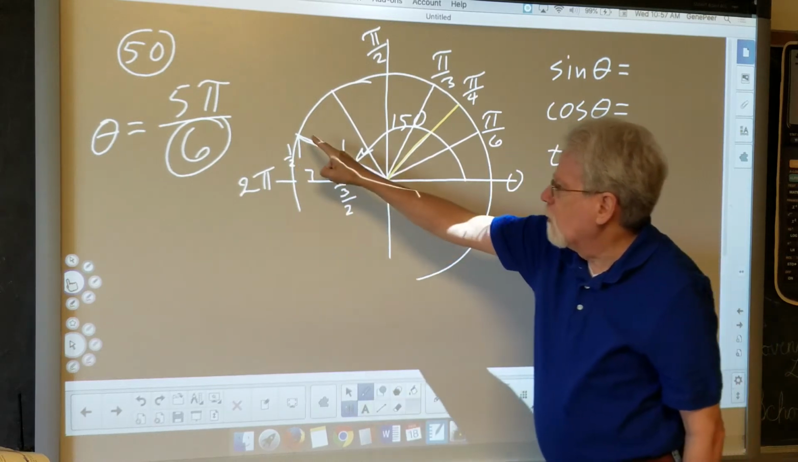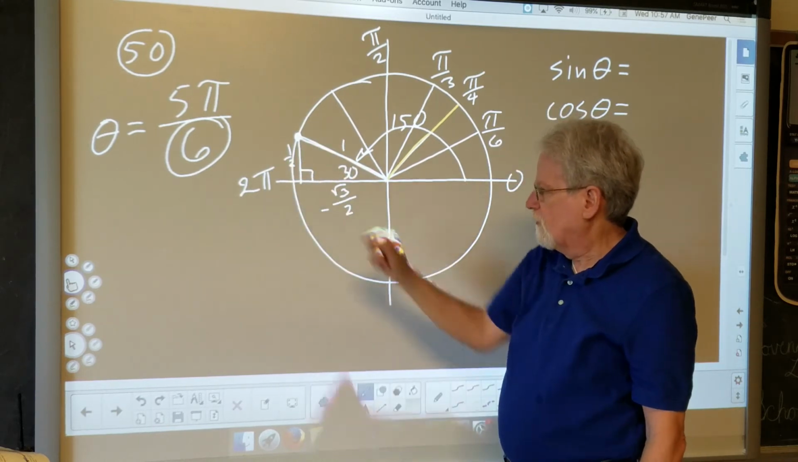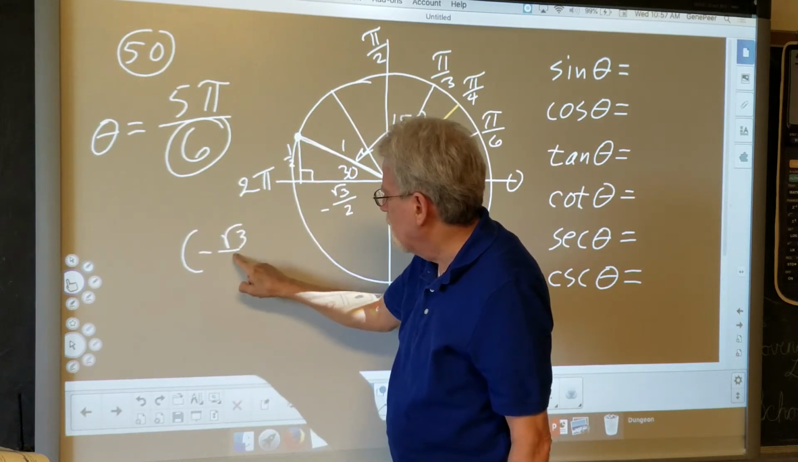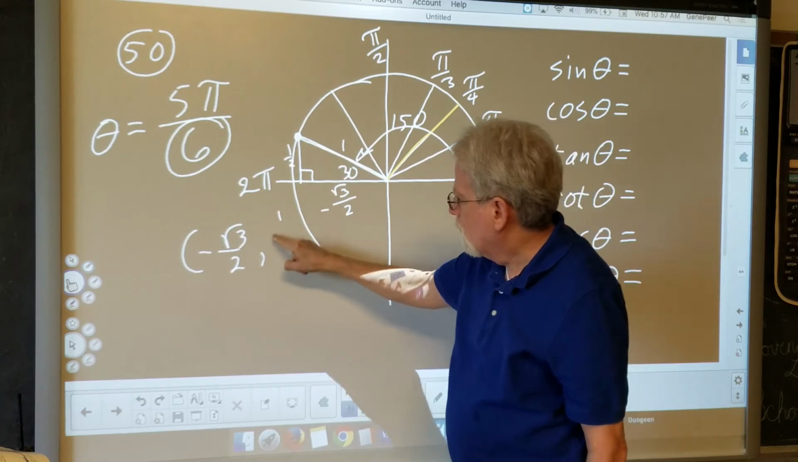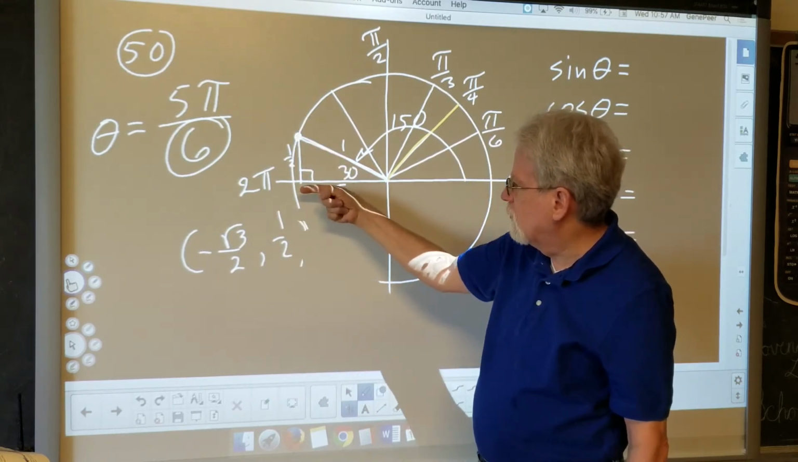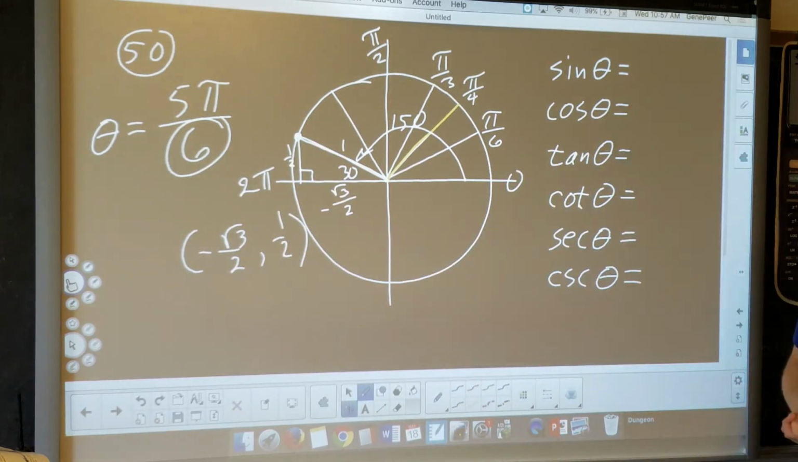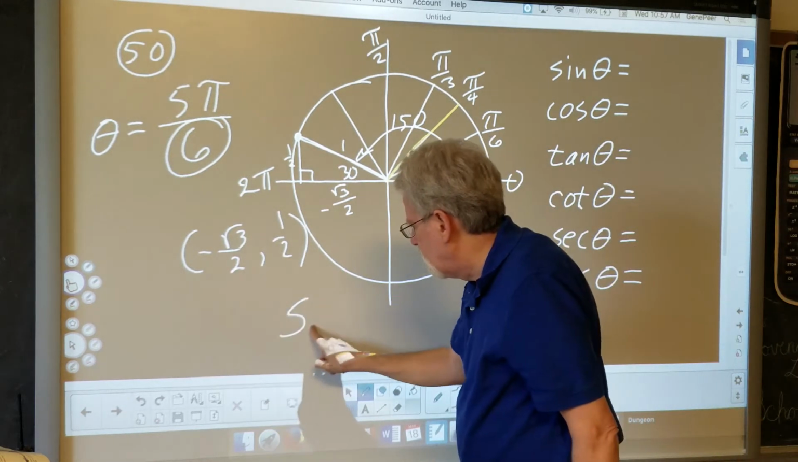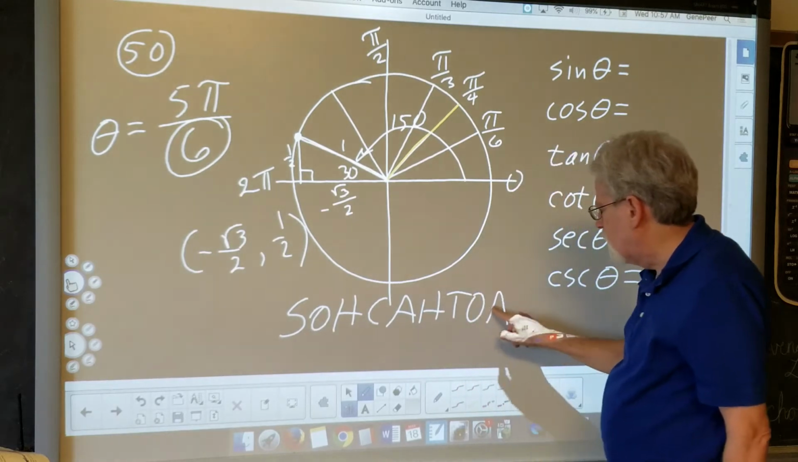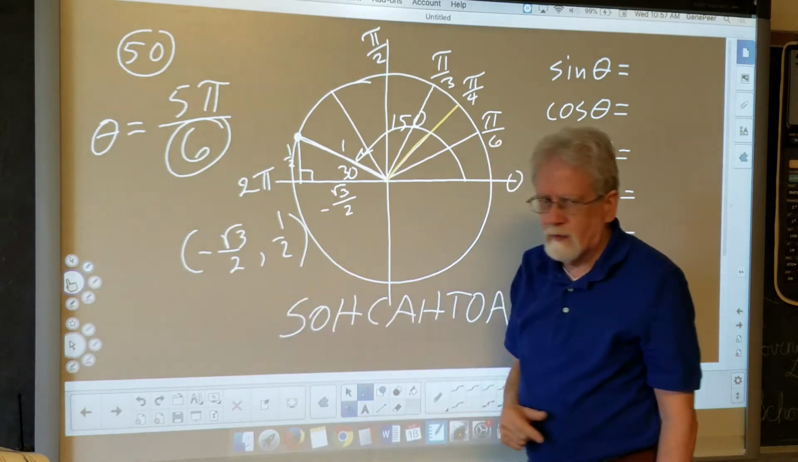So that means the coordinates of this point are negative square root of 3 over 2 and 1/2. The coordinates of this point, negative square root of 3 over 2, 1/2, right there. Then for the sine, you can think of it using SOHCAHTOA, my old Indian friend. Or you can think of it in terms of the coordinates of the point.